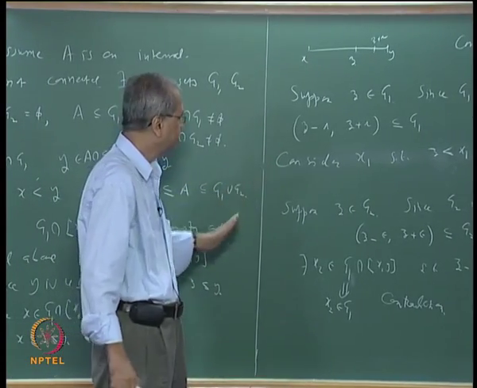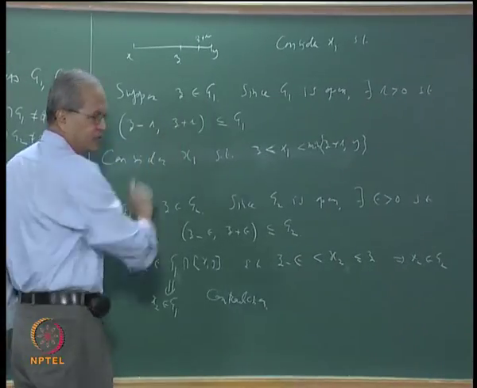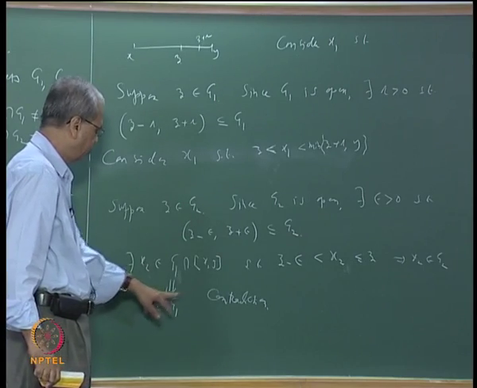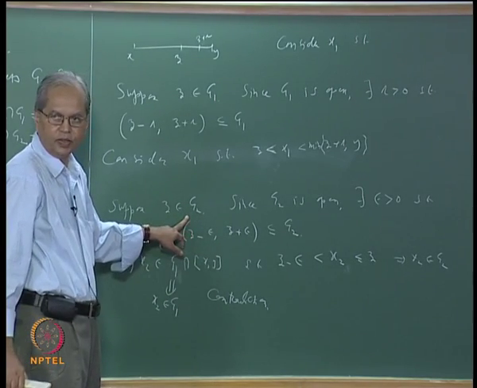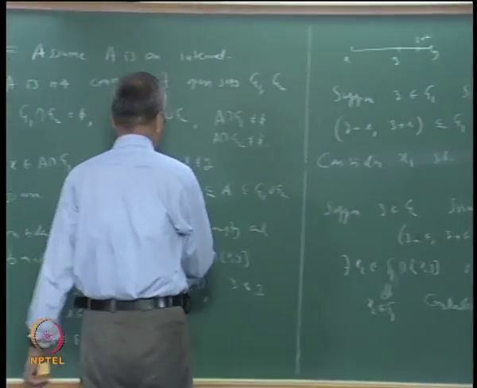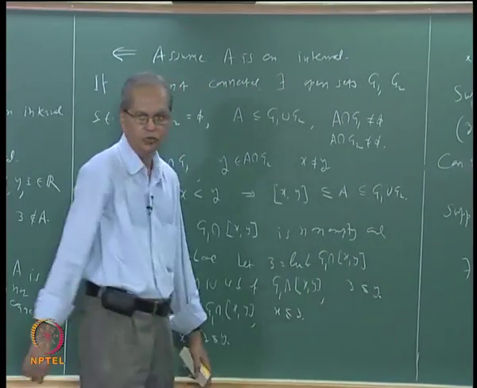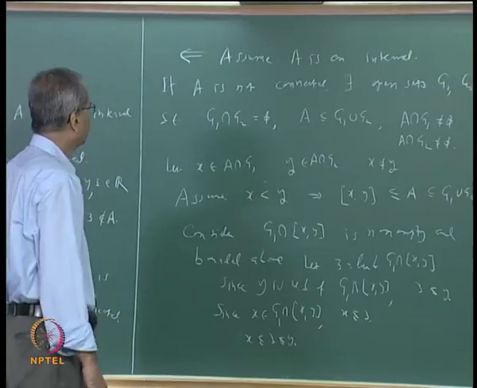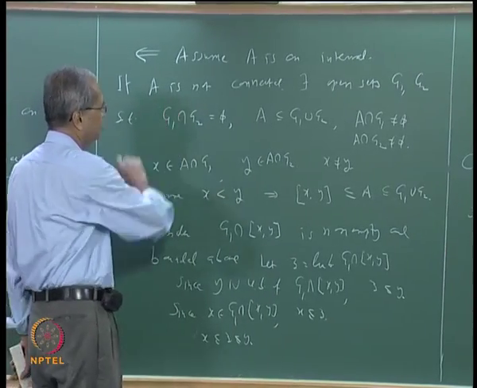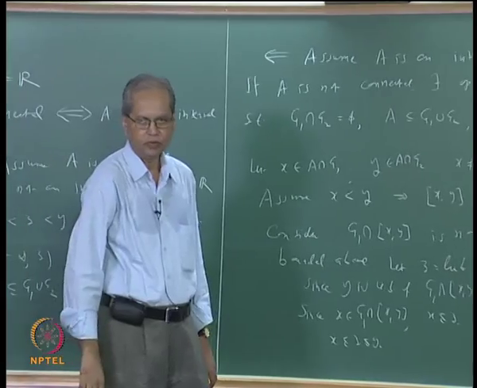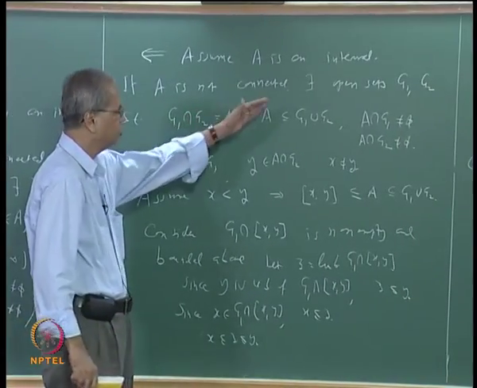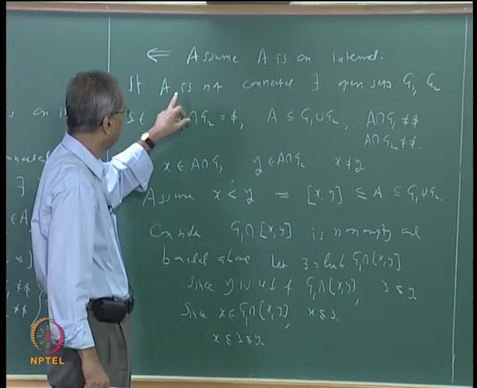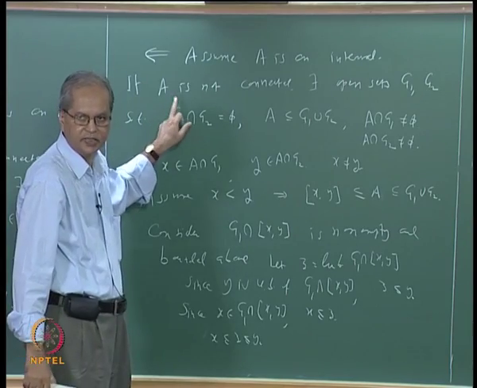Contradiction to what? Contradiction to z belongs to G1. So this contradiction shows that z does not belong to G1, and this argument shows that z cannot belong to G2. But z is in this interval x to y which is contained in G1 union G2. Now what is the basic source of all these contradictions? It is the assumption that A is not connected. Because we have assumed that A is not connected, we got the sets G1 and G2 with these properties, and that has led to all this. So this must be false, so A is connected.